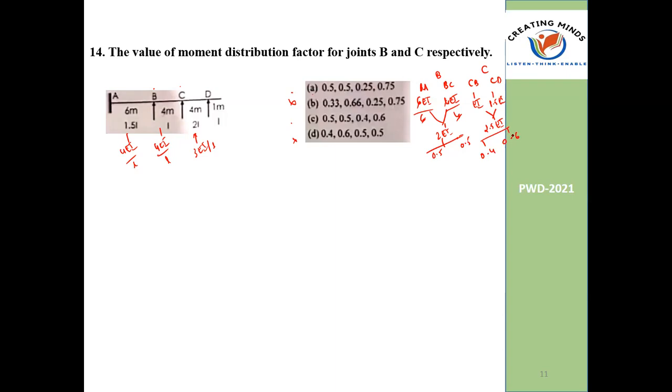Which one is the answer? 0.5, 0.4, 0.6. Option C. So this is a very, very important question. Any doubts? No, sir. Okay, we move on to the next question.